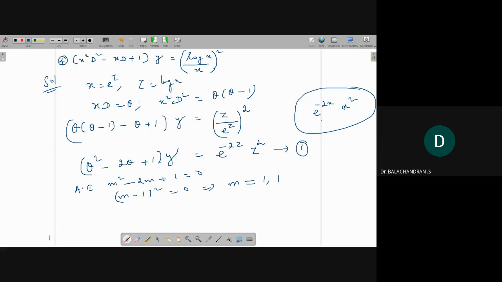So the roots are repeated. So the complementary function is c1 plus c2 into z into e power z. Now in terms of x, CF equal to c1 plus c2, z equal to log x, into e power z is x. So c1 plus c2 log x into x. This is the CF.